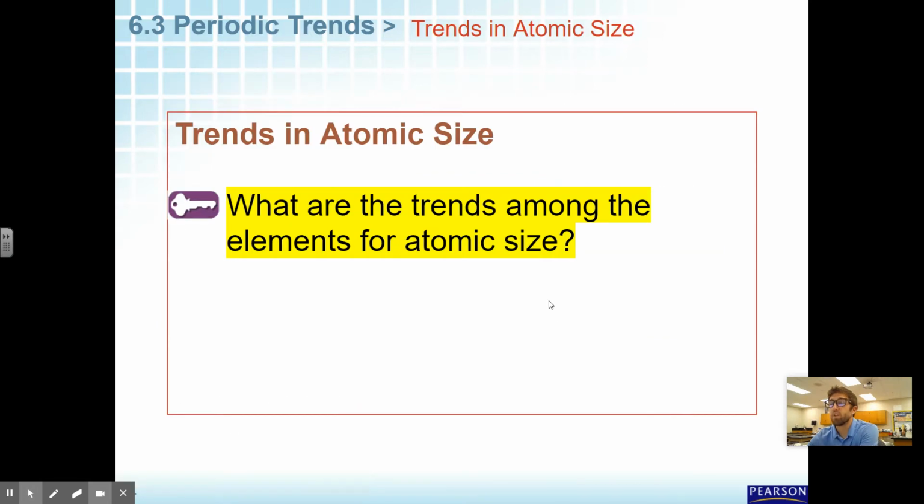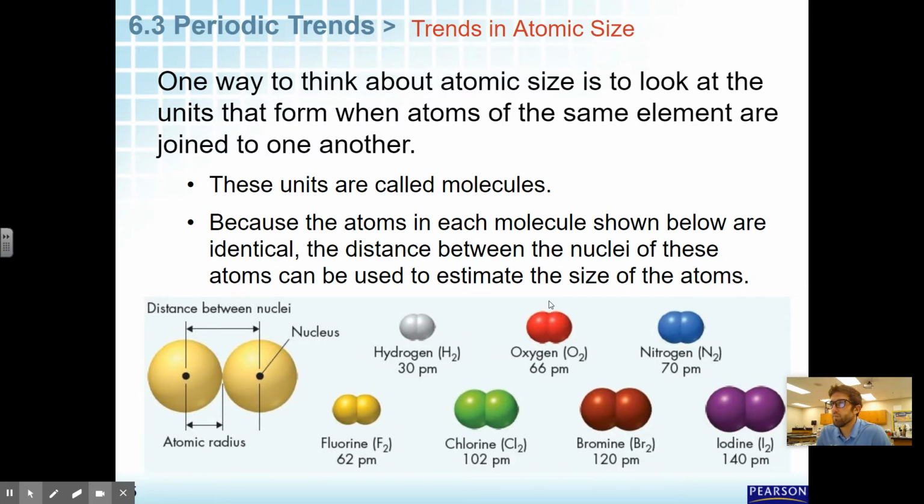All right, so we're going to start with trends in atomic size. So what are the trends among the elements for atomic size? And that means atomic radius. So let's talk about that. Nothing on this slide that you need to write, but you do need to listen. Right here, this isn't the best representation of this because I have a little bond in between them. But as you see right here, we'll say this is hydrogen.